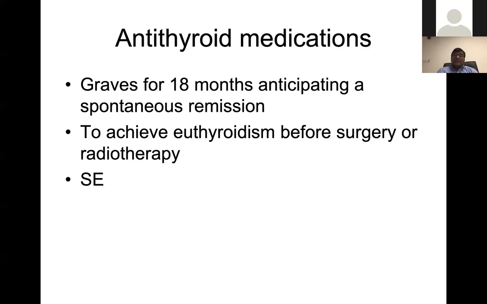And also antithyroid medications are used in any form of hyperthyroidism before the patient is prepared for either surgery or radioactive iodine therapy, not radiotherapy. And also about side effects.